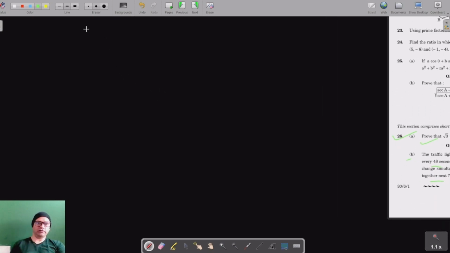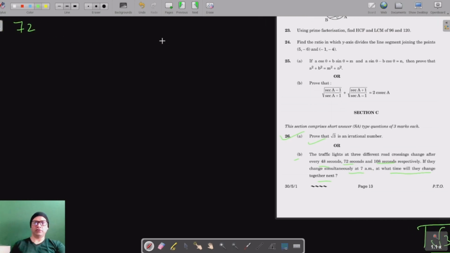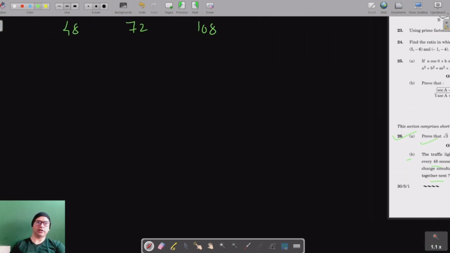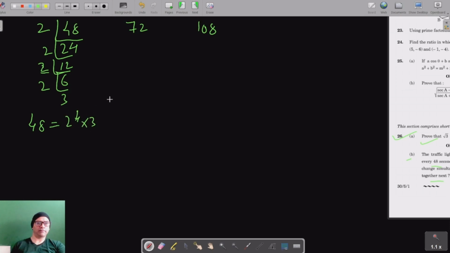And now these lights change at 48, 72, and 108 seconds. So let's get their LCM first. So this is 24, 12, 6 and 3. So 48 is equal to 2 raised to the power 4 into 3.